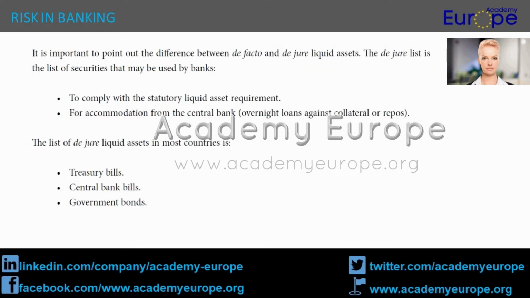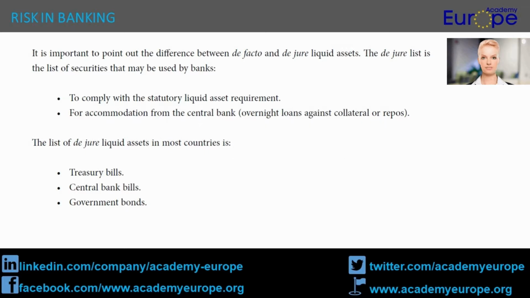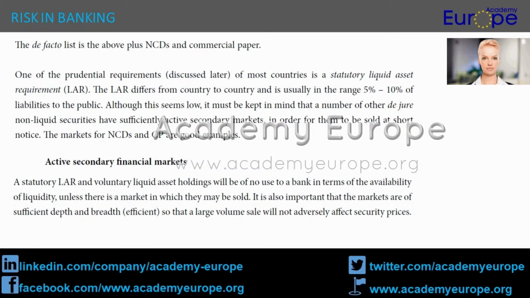It is important to point out the difference between de facto and de jure liquid assets. The de jure list is the list of securities that may be used by banks to comply with the statutory liquid asset requirement, for accommodation from the central bank, overnight loans against collateral, or repos. The list of de jure liquid assets in most countries is treasury bills, central bank bills, government bonds. The de facto list is the above plus NCDs and commercial paper.